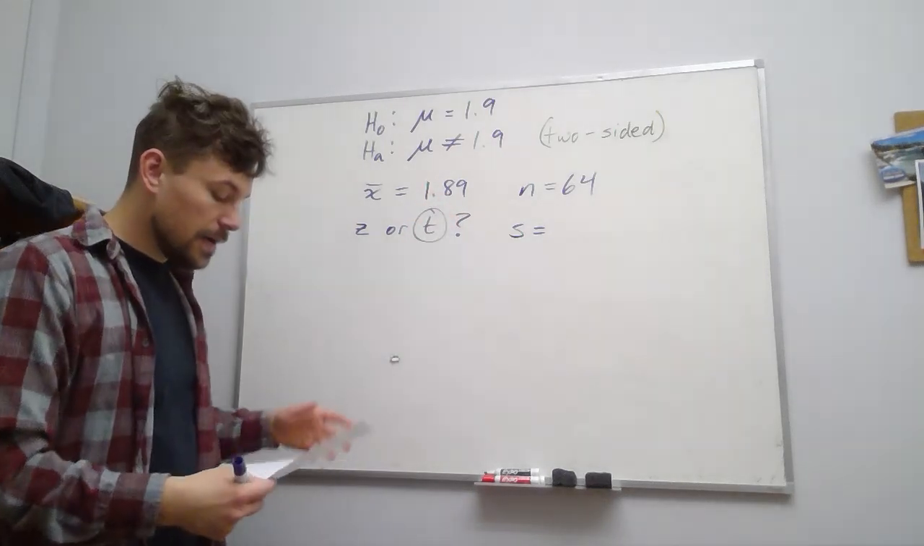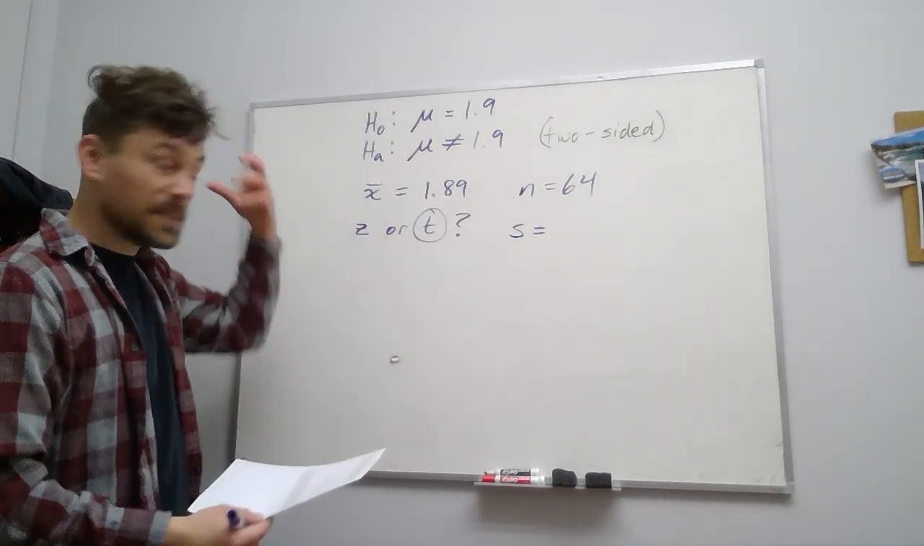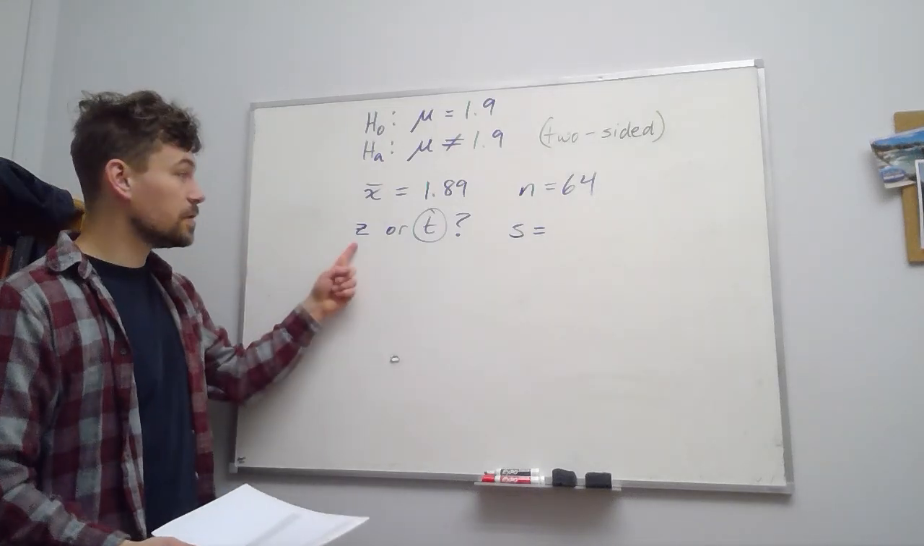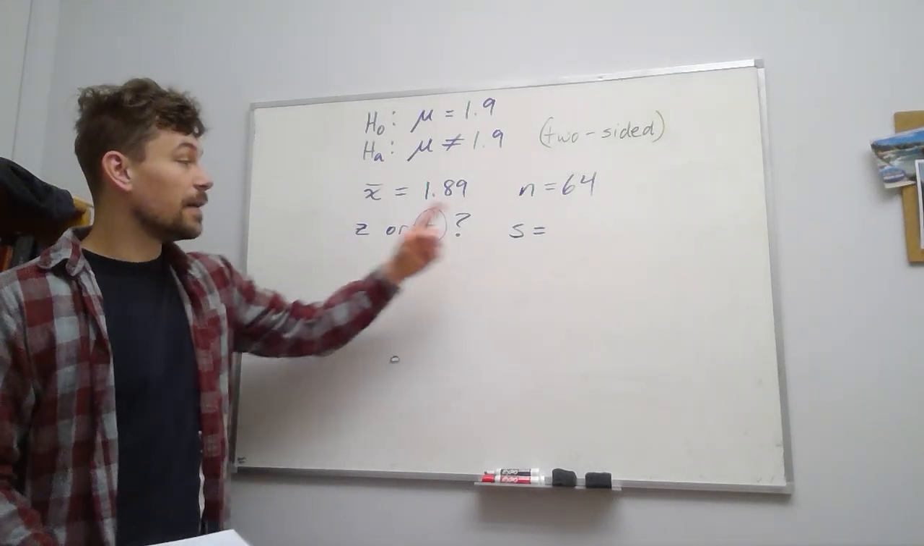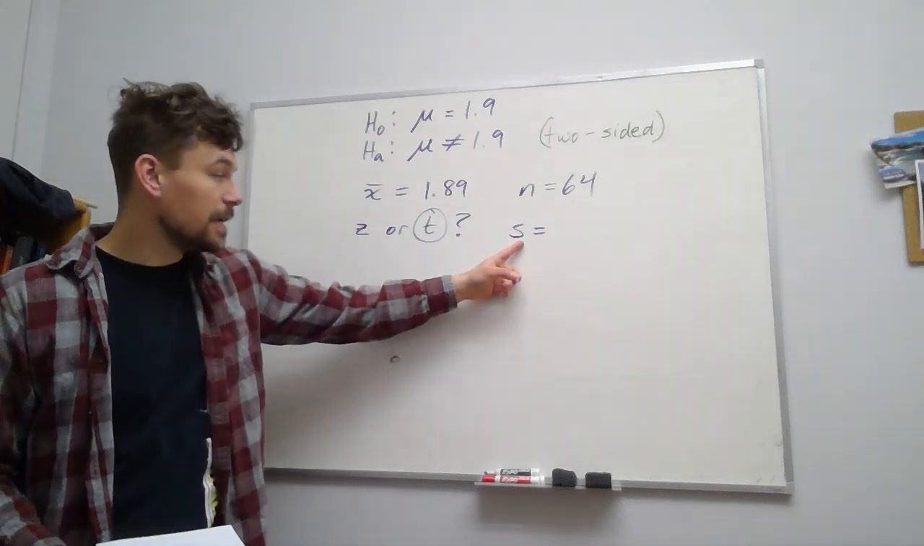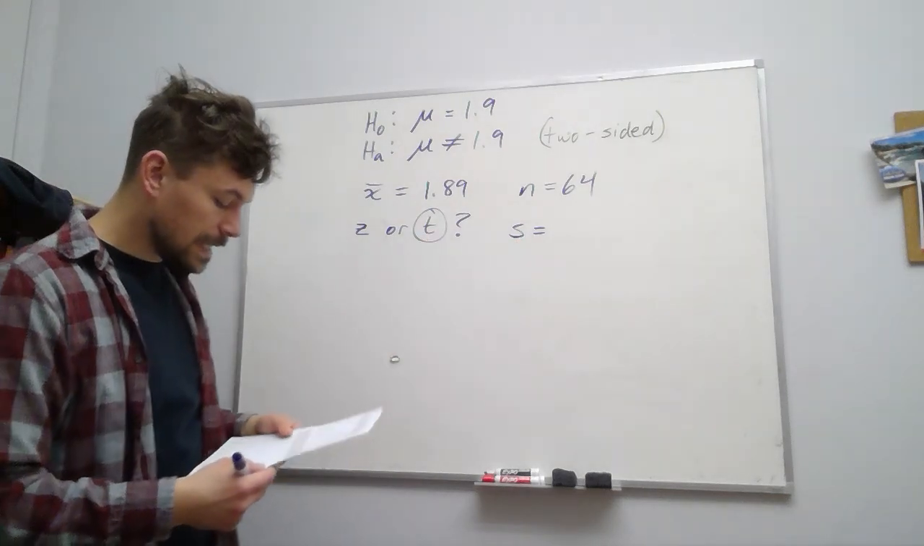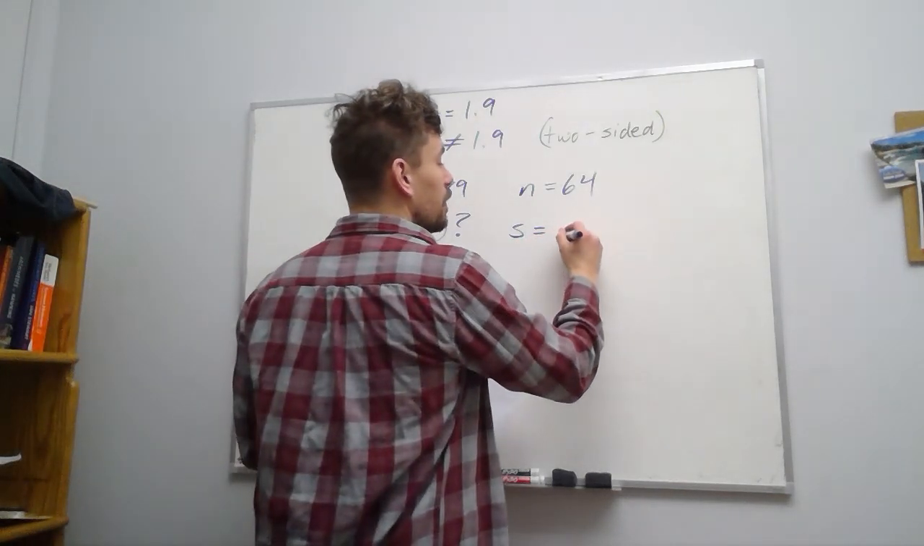So this is, again, how we know. If we have sigma, the population standard deviation, we use Z. If we're going to use S, the sample standard deviation, we use T. So in this case, S was 0.05.